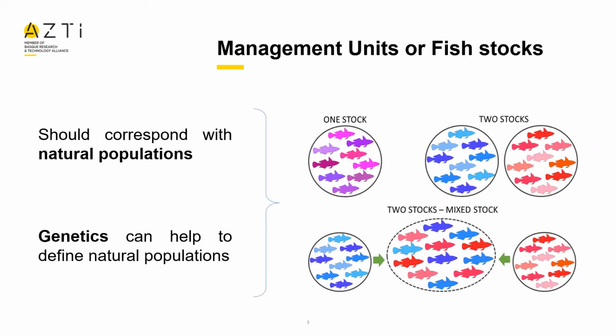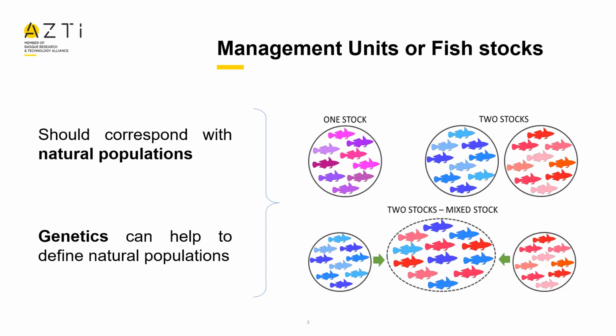Management units or fish stocks should correspond with natural populations, which share constant characteristics such as constant mortality rate or recruitment. Defining natural populations in the marine environment is often a difficult task, but analysis of the genetic profile of individuals can help to define such natural populations. For example, in the image we see a first example with the purple fish, which belongs to a single homogeneous population. The blue and the red fish belong to different isolated populations.